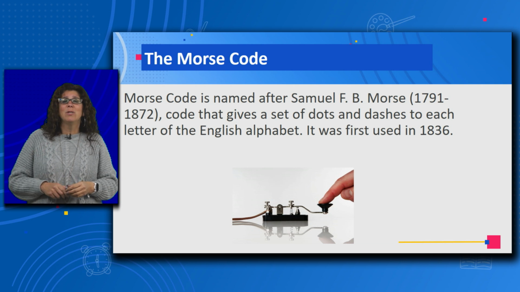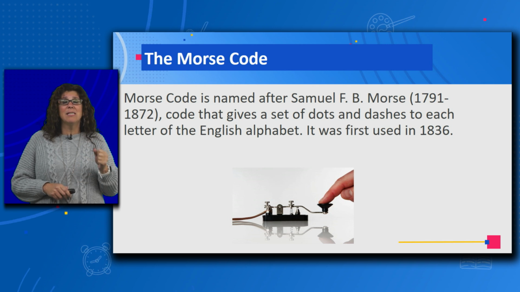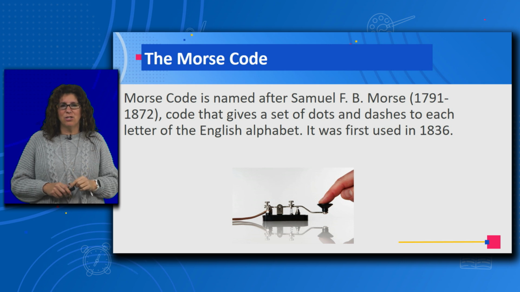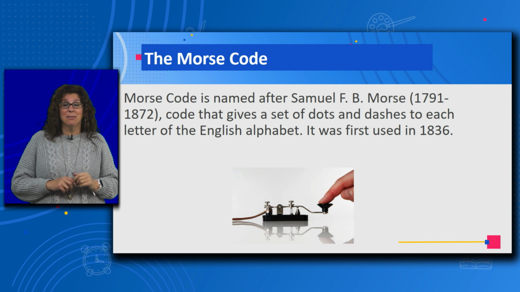Morse code was named after Samuel Morse, who lived from the end of the 1700s to the middle of the 1800s. It's a code that gives a set of dots and dashes to each letter of the English alphabet. It was first used in 1836. It was actually very, very useful in World War I.